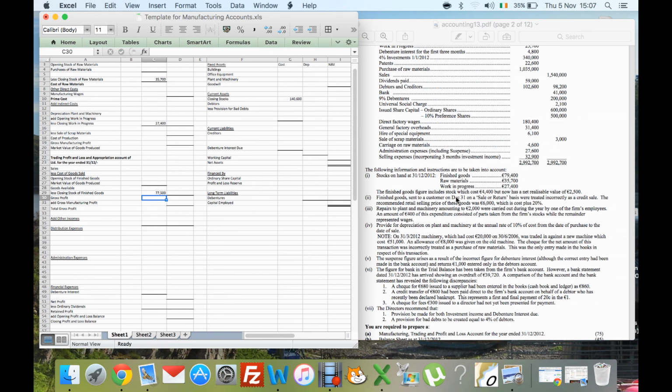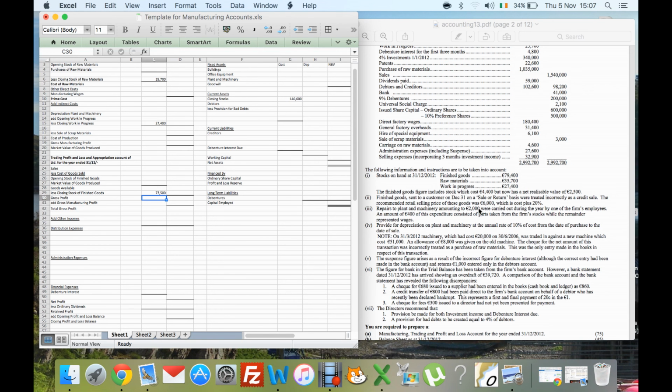Finished goods sent to a customer on sale or return were treated incorrectly as a credit sale. Sale or return basically means I'm going to send you some goods. If you decide you'd like to have them, then you tell me and I'll call them sold to you at that stage. But in the meantime, even though you've temporarily got them, they're my goods. And I'm expecting those to get sent back to me unless you tell me otherwise. So they should be included in my closing stock. They should not be included in sales, and you don't owe any money for them, so they shouldn't be included in debtors.